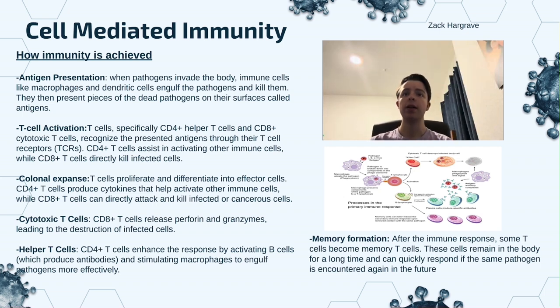After the immune response, some T cells become memory T cells, which remain in the body for a long time. These memory cells enable rapid and effective response if the same pathogen is encountered again in the body. This intricate process showcases how our immune system not only protects us, but also adapts to future threats.